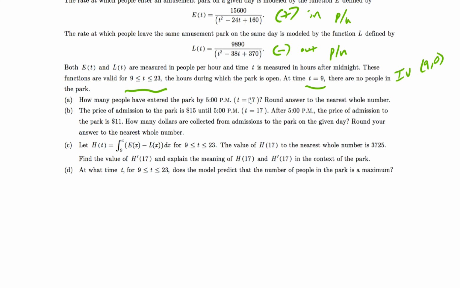How many people have entered the park by 5 p.m.? Notice the question: it's only entered the park, not how many total people are at the park. So for that one, I'm only going to integrate the entered function, E. I'm going to integrate E of t dt from 9 to 5 p.m., which they calculate as 17. Notice again where it starts: we start at 9, not 0. Plug that into your calculator and get an answer, rounded to the nearest whole number. Checking units, we have people per hour, but we're integrating, so we get rid of the hour, so it's people.